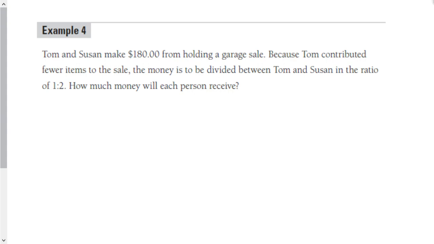Tom and Susan make $180 from holding a garage sale. Because Tom contributed fewer items to the sale, the money is to be divided between Tom and Susan in the ratio of 1 to 2. How much will each person receive? So 1 to 2. So this says between Tom and Susan. So this side is Tom, this side is Susan. We need to figure out how much money they're going to make from this $180 each. So for every dollar Tom gets, Susan gets 2 of them.